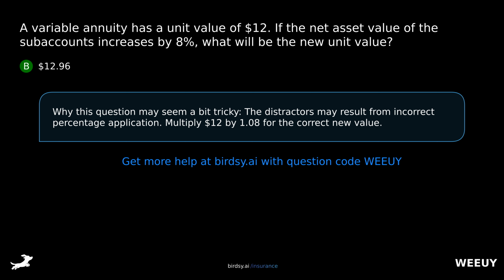The distractors may result from incorrect percentage application. Multiply $12 by 1.08 for the correct new value.